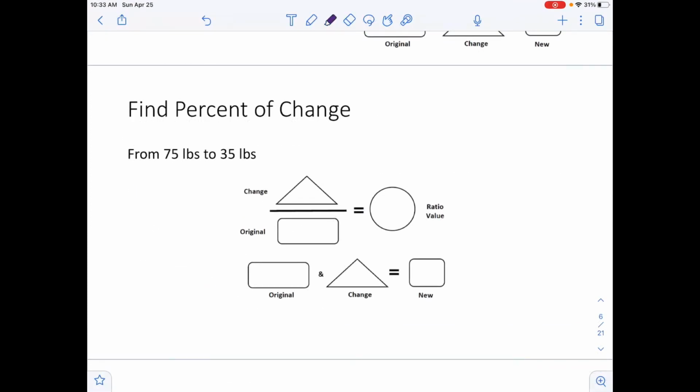This problem is asking us to find the percent of change. So since we're finding that percent, we know that we're looking for x over 100. That's our ratio value. Here it says from 75 pounds to 35 pounds. Since we have from 75, that's our original. That's that starting point. So our original is 75. And then to 35, meaning that 35 is the new weight. We don't know the change. And again, our goal is to figure out that unknown percent.